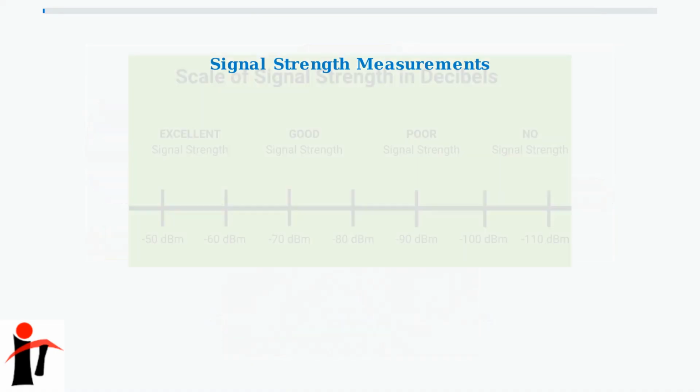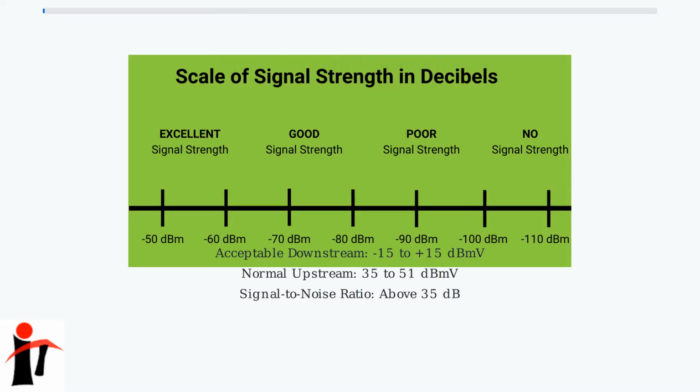Signal strength is measured in dBmV. For downstream signals, the acceptable range is -15 to +15 dBmV. Upstream signals should be between 35 and 51 dBmV. The signal-to-noise ratio should ideally be above 35 decibels for optimal performance.